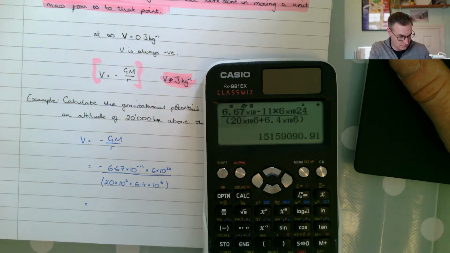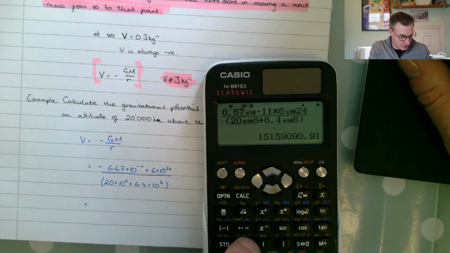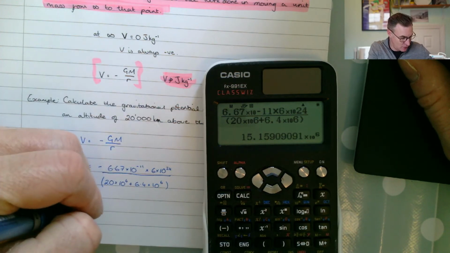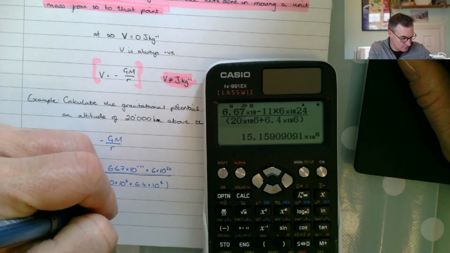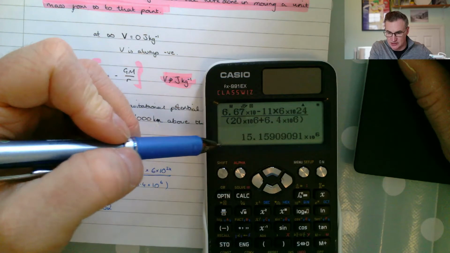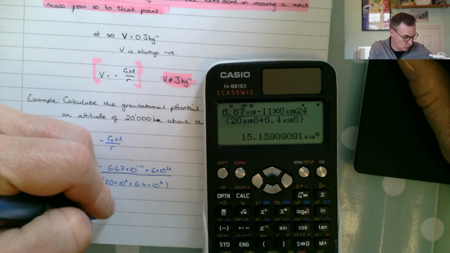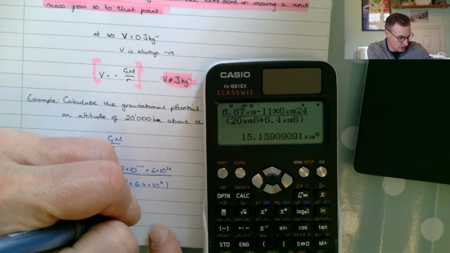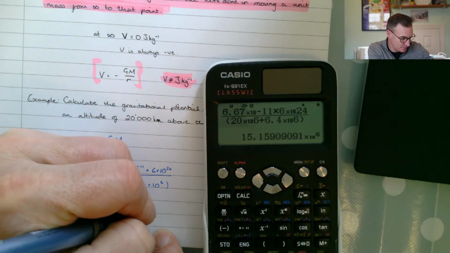Which equals something like 1.52. Now 6 here, so it'll be 7. 1.52 times 10 to the power of 7, and that is going to be joules per kilogram.